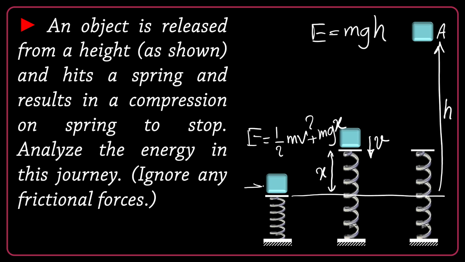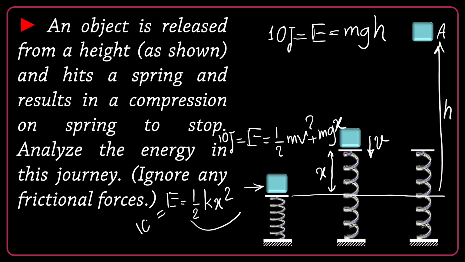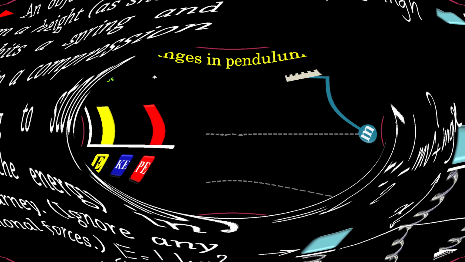When it stops here, it's in ground state. There is no gravitational potential energy, but we have a half of kx squared, elastic potential energy. We don't have any speed, so no kinetic energy and no gravitational potential energy as the object is in ground state. If the initial value for the mechanical energy here is 10 joules, again here is 10, and again here is 10. That's the meaning of conservation of mechanical energy.